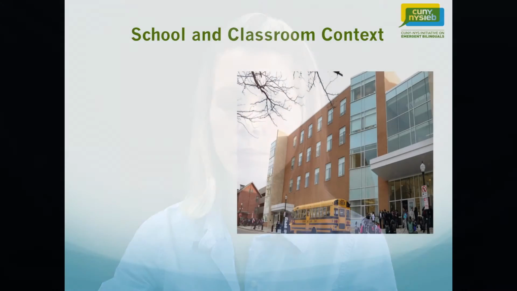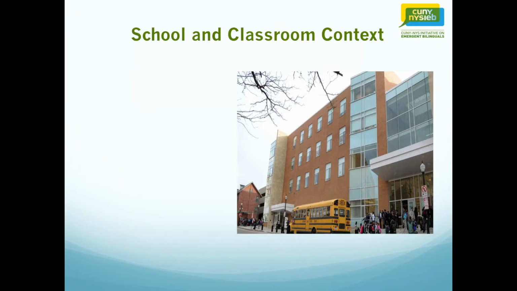So in this section of the presentation, you will learn about the school, the classroom, and the work that this school did with CUNY-NYSIEB. Let's begin with the school and classroom context. First, this is an urban middle school. It's large and there are many students and they speak many different home languages. The classroom context is a co-taught ELA, that is English Language Arts, and ENL, that is English as a New Language classroom. The two teachers are present in the room all the time.